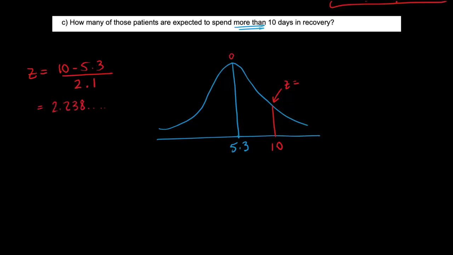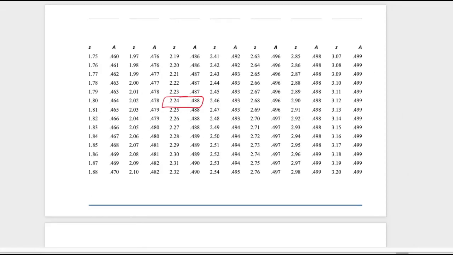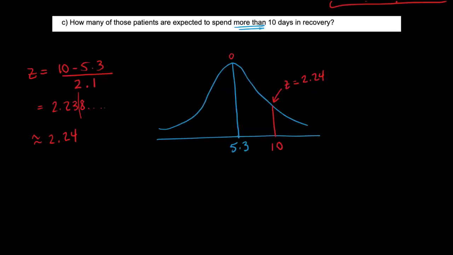It's a long decimal, and so I want to cut that off at 2 decimal places. So that's going to round to 2.24. So that's the z-score of 10. And so now I'm going to look up on my standard normal distribution chart a z-score of 2.24, and you can see it has an area of 0.488. So I'm going to come back to my problem and label this right here, area is 0.488.